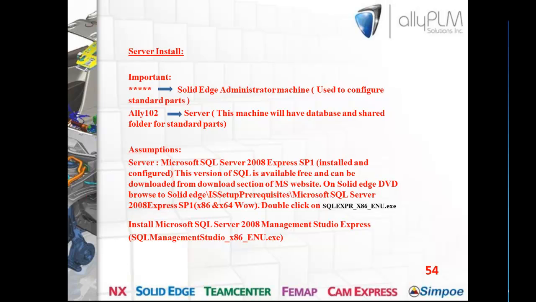So for the sake of ease, what I've done is I've taken this server component. The server doesn't have to have a server operating system. Any box, like say a Windows XP or Windows 7 box, can act as a standard parts server. So I've named the server LI102, and this machine will have my database, and also will have some folders which will be shared with different users. And my standard Solid Edge administrator, I haven't given it any name, because my administrator can be on the server, or it can be any user.